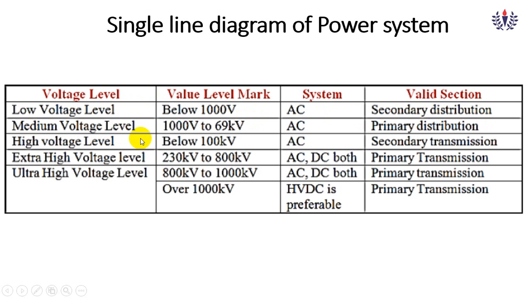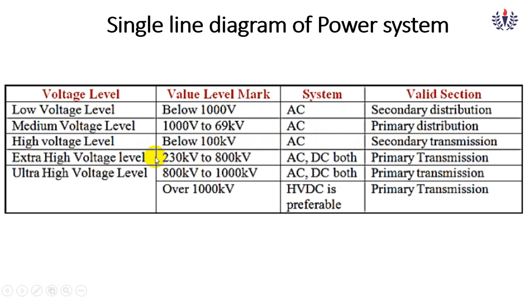Next is the medium voltage level, 1000 volt to 69 kV, AC. That is the primary distribution, for industrial consumers, big commercial buildings and big colleges, who get the same voltage. The high voltage level is below 100 kV, also AC, used for secondary transmission. Here only transmission happens, and no consumer utilizes it. You can see big towers while traveling on the highway, which come under this category.